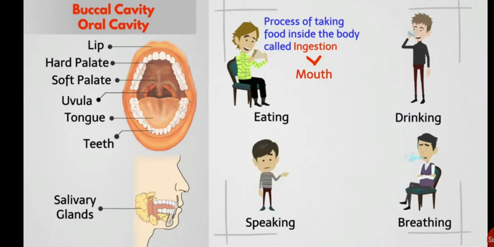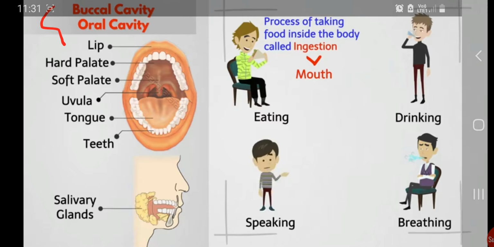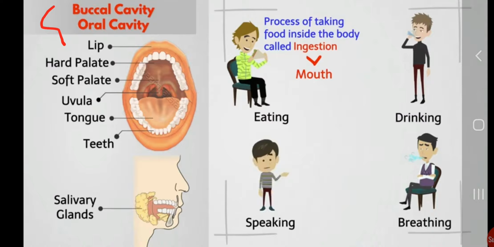Hello students, in the last class we studied about alimentary canals and secretory glands, and in this class we will study about mouth. Mouth is also known as buccal cavity or oral cavity. We all know that mouth helps us in eating, drinking, speaking and breathing. Mouth also helps us in taking the food inside the body, which is known as ingestion. So ingestion is done by mouth, and ingestion is a process of taking food inside the body.